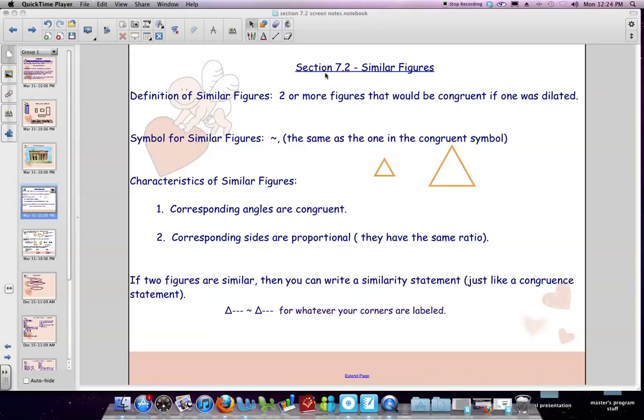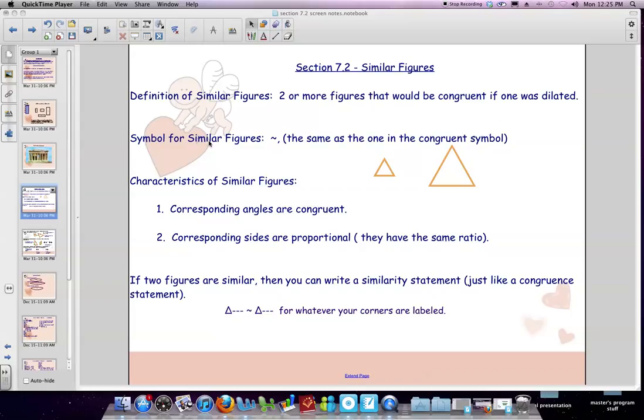This lesson is on section 7.2, similar figures. The definition of similar figures is two or more figures that are congruent if one was dilated. Dilated simply means that it is shrunk or expanded.